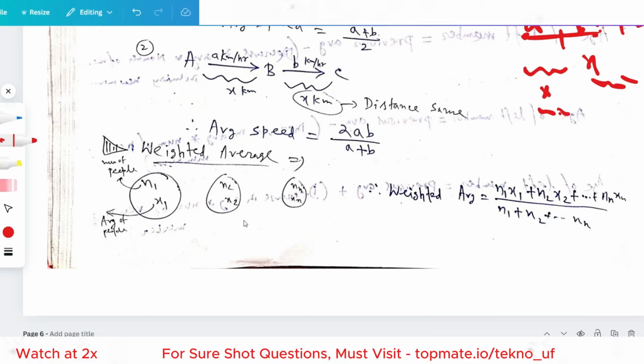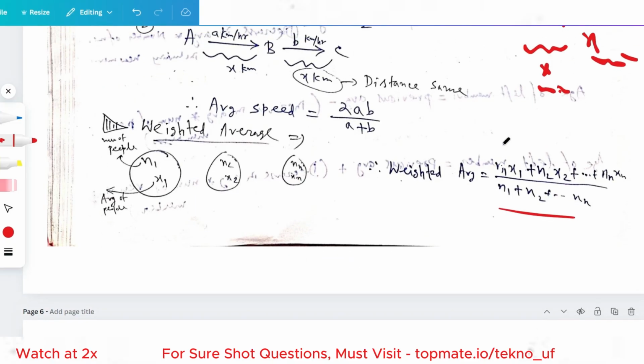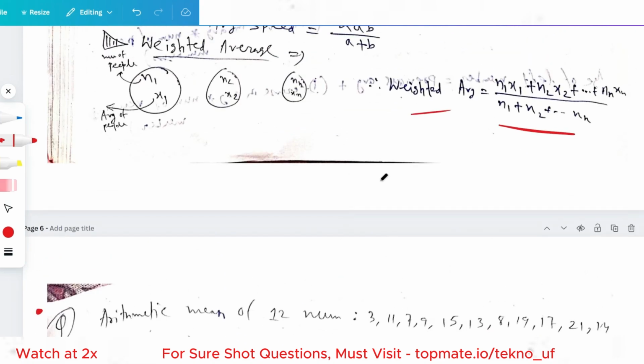For that case you can remember this formula, but there is a good way I'm showing, or I'm going to share shortcut tricks beyond that. You can remember it or not, let me just show it, but you can remember it this way. For n1 number of people the average is x1, for n2 number of people the average is x2, for nn number of people xn is the average. The weighted average will be (n1 x1 plus n2 x2 plus dot dot nn xn) by (n1 plus n2 plus dot dot nn). Let me show more for the same cases; I'm going to share more good tricks.